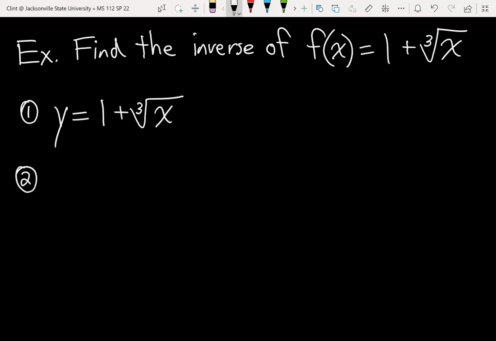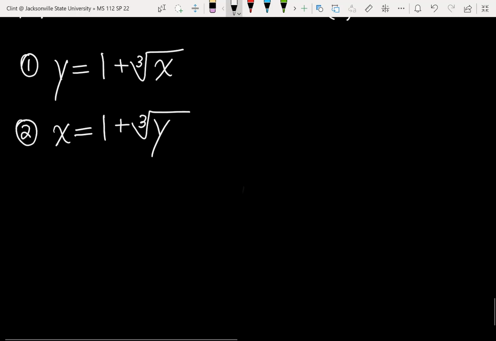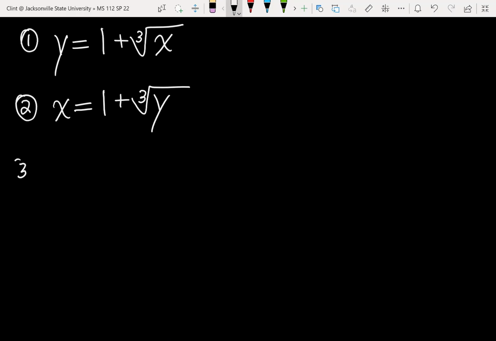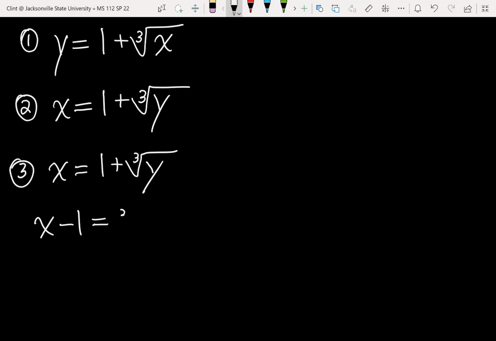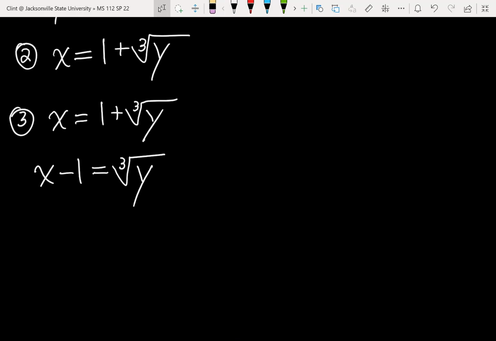I'm going to switch my x's and y's. So x equals 1 plus cube root of y. And then I need to take this thing and solve it for y. So first thing, if I'm trying to get y by itself, is I can subtract 1 from both sides. So I get x minus 1 equals cube root of y.